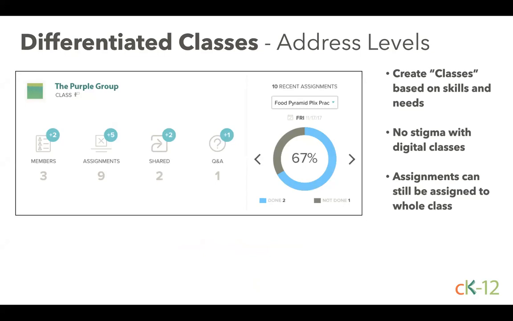And what the students don't know is the purple group is some of my English language learners that need more foundational content before they can learn the academic language. And maybe my yellow group is some of my advanced students that need more extension projects or modalities because they've already mastered the basic level things. So the nice thing is everyone's getting assignments from CK-12. There's no stigma. I'm not moving all the purple people off to one side of the classroom. And the nice thing is you can still create assignments that go to the whole class, or you can choose to put them into the differentiated groups.